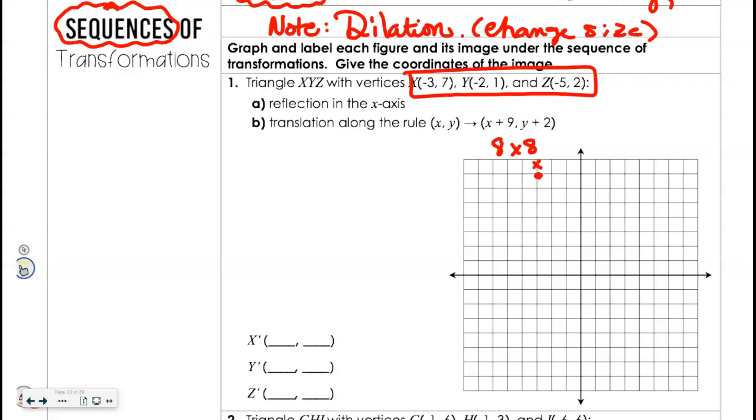So we're going to put our original on our graph. All right, and then we're going to go to Y, which is 2 to the left and 1 up, and we're going to label it. Make sure you label them so we can tell you which point is off or where you're out of whack. And then we're going to go 5 to the left, and we'll go 2 up, and we'll label that Z.